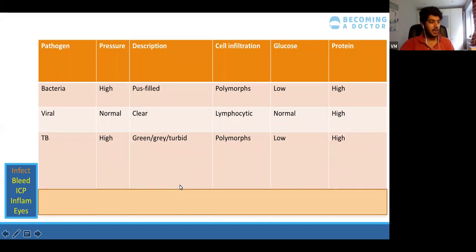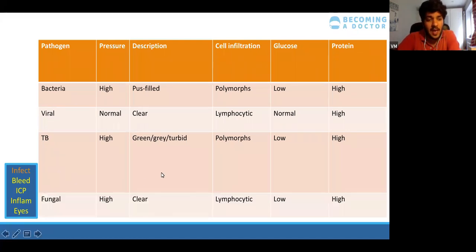There's a specific bacteria which has a slightly different description, which is TB. The bacteria TB is often described as causing a turbid sort of look to the CSF, but they're also infiltrated with polymorphs. And fungal meningitis, normally the CSF is clear, but there is a low glucose and there's lymphocytic infiltration.